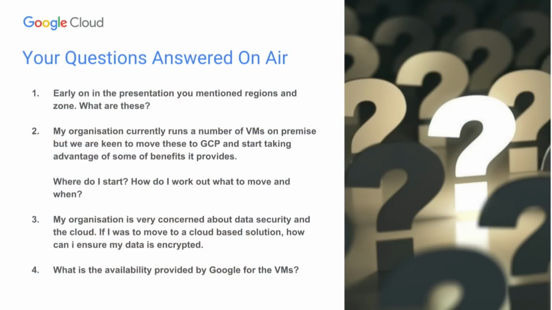So the first one is question 1. Early on in the presentation, you mentioned regions and zones. What are these? So from a Google perspective, a region is a location for running, that we're providing Google Cloud Platform services. Regions are typically divided up into 1 or more zones, typically 3 zones, but some regions have more or less. And it's a way of segmenting applications and compute down into redundant type units.